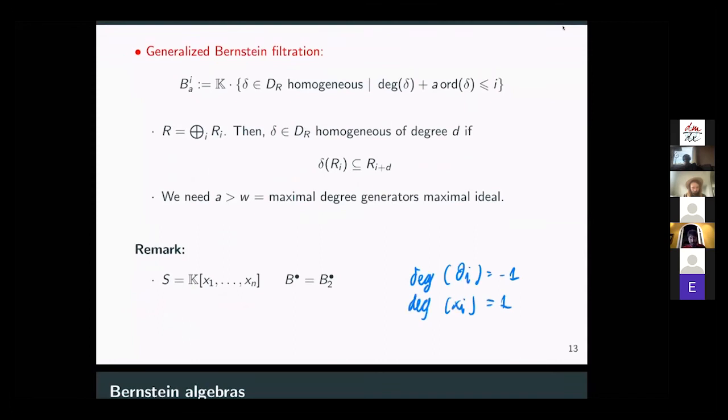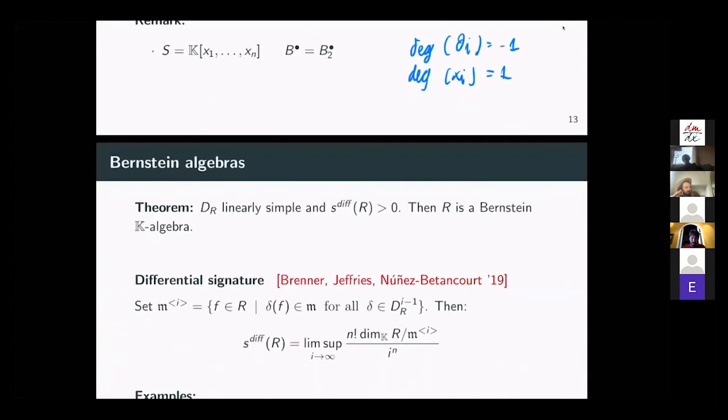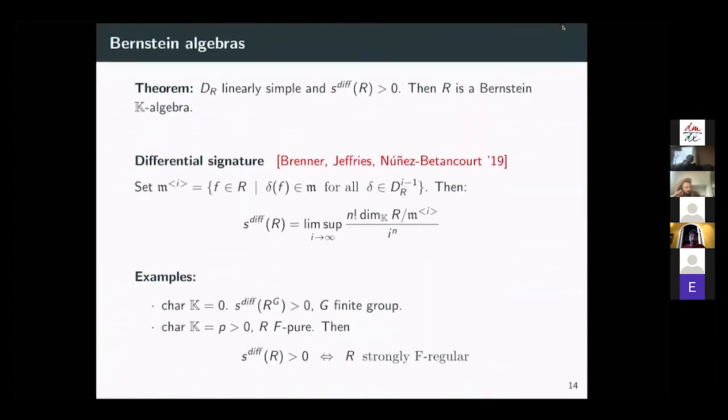So in general, if the polynomial ring, for example, is not standard graded, we need this extra assumption that is important. Okay, so let's go for these Bernstein algebras. I mentioned that if we have that the ring of differential operators is linearly simple, this means that we have Bernstein's inequality.